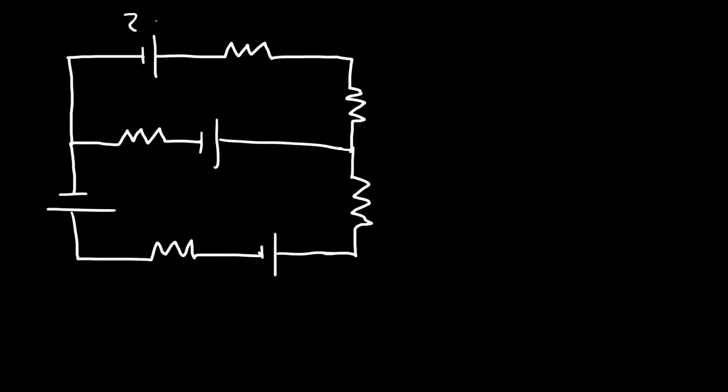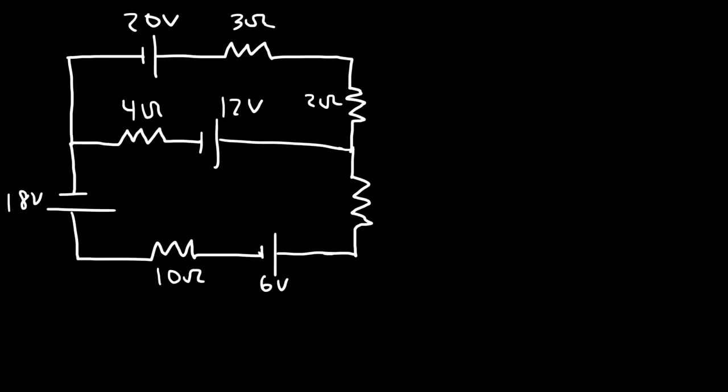So this is going to be a 20-volt battery. This is going to be a 3 ohm resistor. And this is going to be a 2 ohm resistor. And then we have a 4 ohm resistor and a 12-volt battery. And then this is going to be an 18-volt battery, a 10 ohm resistor, a 6-volt battery, and a 6 ohm resistor.